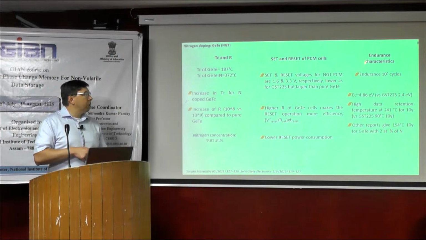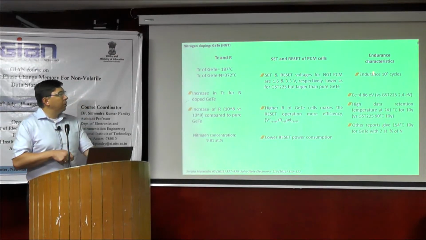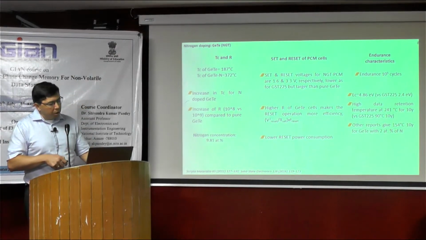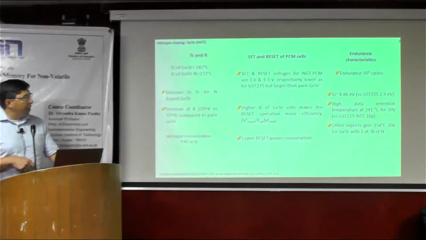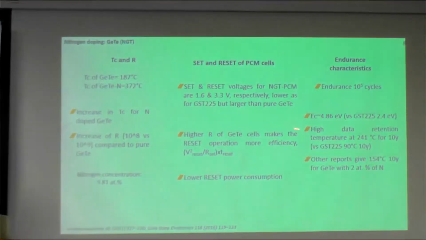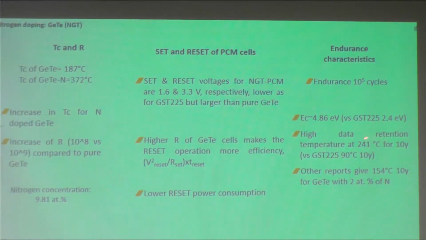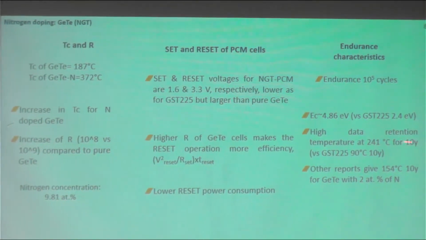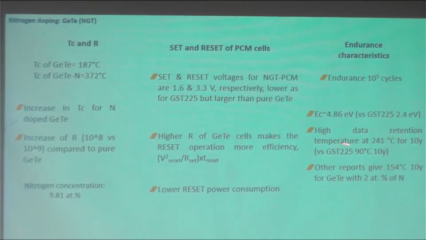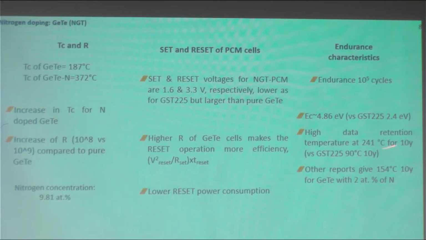The endurance characteristics are also large, 10 to the 5 cycles, but not large enough for the application. But it has a high data retention temperature, like 241 degrees C for 10 years, which for GST is 90 degrees C for 10 years. So this material, nitrogen doped germanium telluride, seems to be very promising, and maybe we need to do more research in this direction.